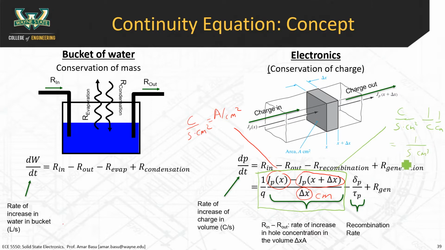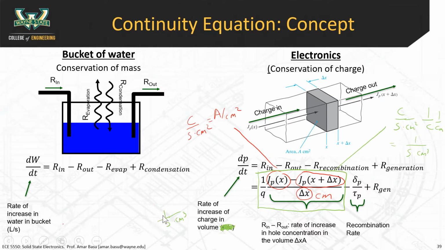So this is the amount of charge per second per centimeter cubed. Okay, so it looks like there's actually an error here. This should not be coulombs per second. Okay, let's fix this here. This should also be charge per second per centimeter cubed. Okay, because we're considering the volume of this area.